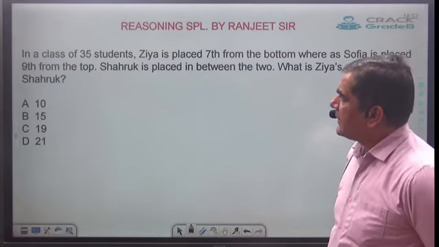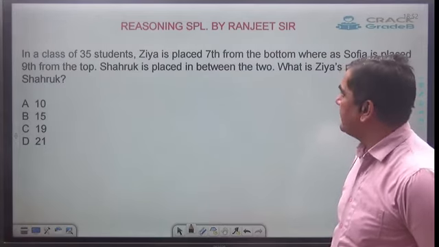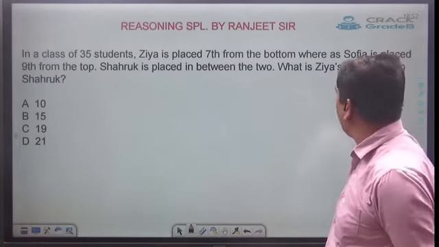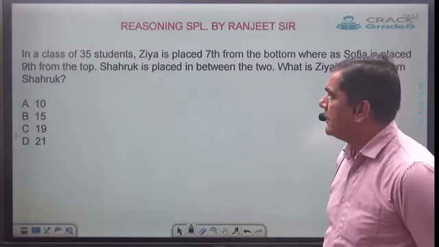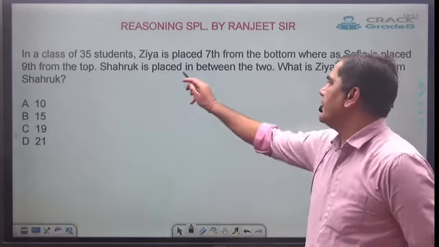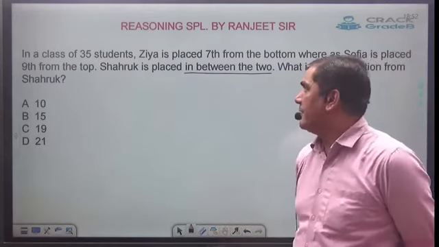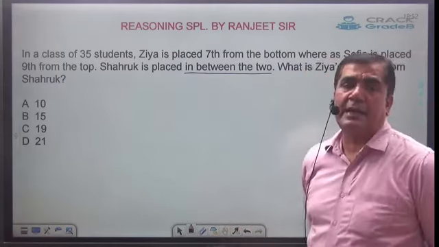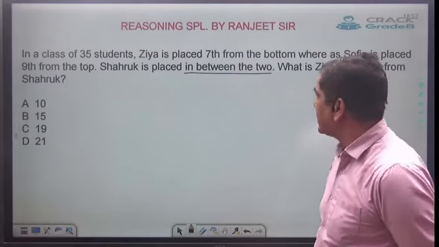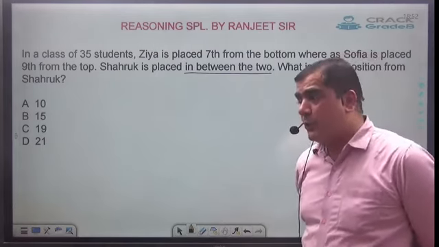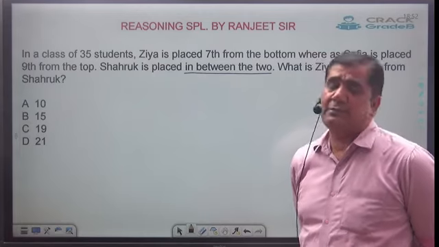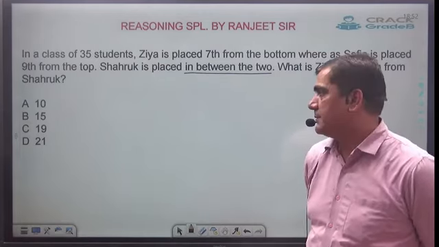In a class of 35 students, Zia is placed 7th from the bottom, whereas Sophia is placed 9th from the top. Saruk is placed in between the two. Whenever they have given in between, it means exactly in between. Because if you don't assume exactly in between, then it's not possible to get the answer.